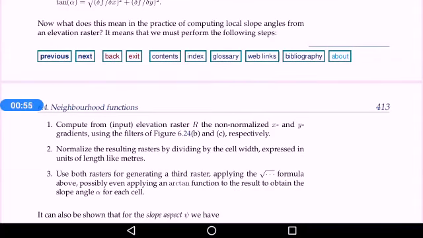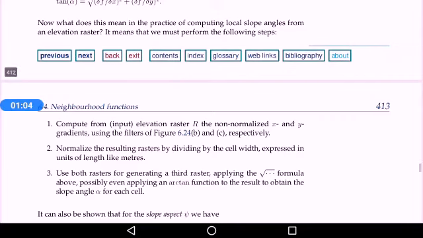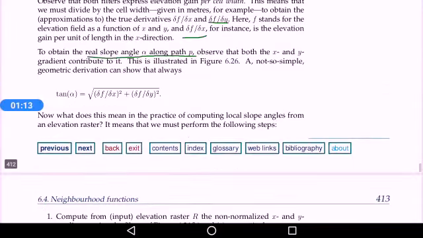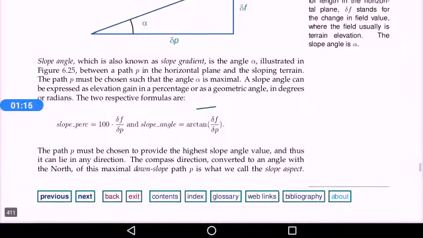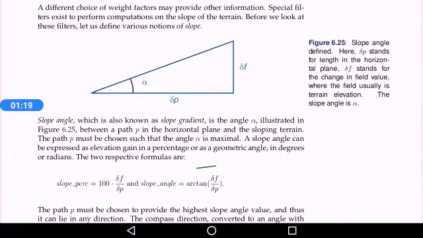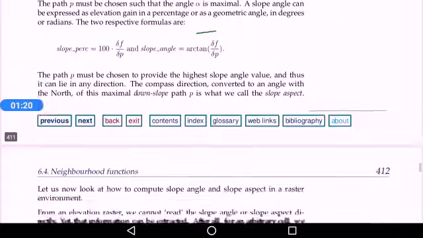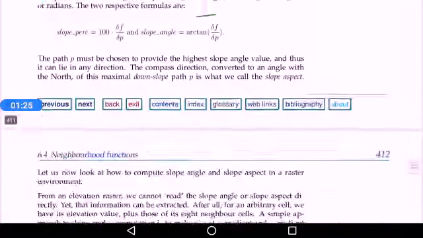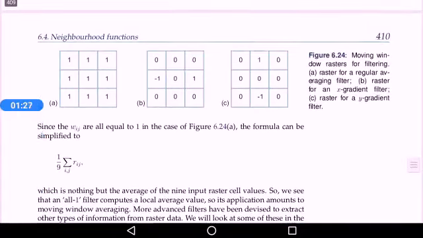So what are the steps that are performed? First thing is we take the input elevation raster R and we compute the x gradient and y gradients using the filters which are provided in figure B and C. So we find out what is the x gradient and y gradient. I'll show you the tables here.